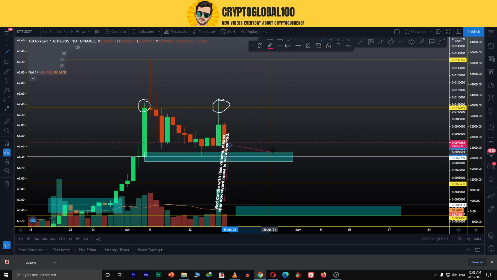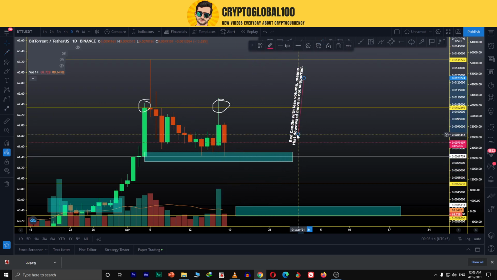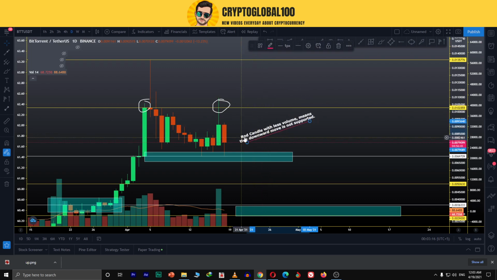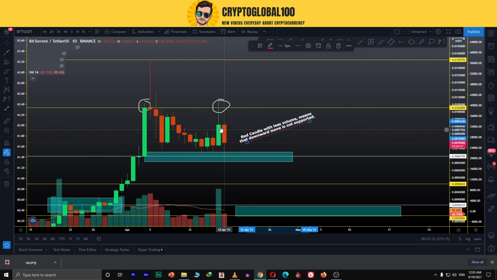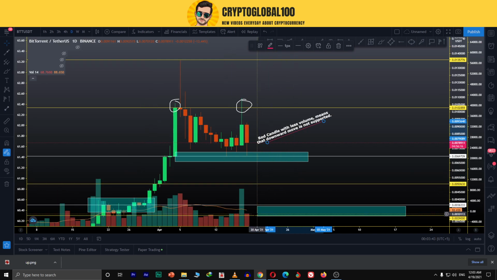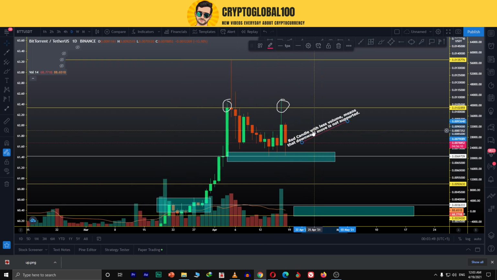Let me just pick this and move it a bit. Here you can see the red candle with less volume. The volume was very little, which means the downward move is not supported. There was not a lot of volume at this candle. That's why this candle was rejected at this support level, due to the low volume. So we need some more volume for the upward move. Okay, I'm going to delete this for a moment.